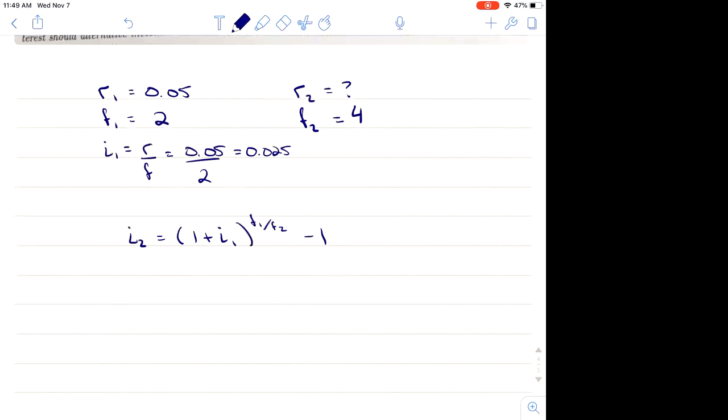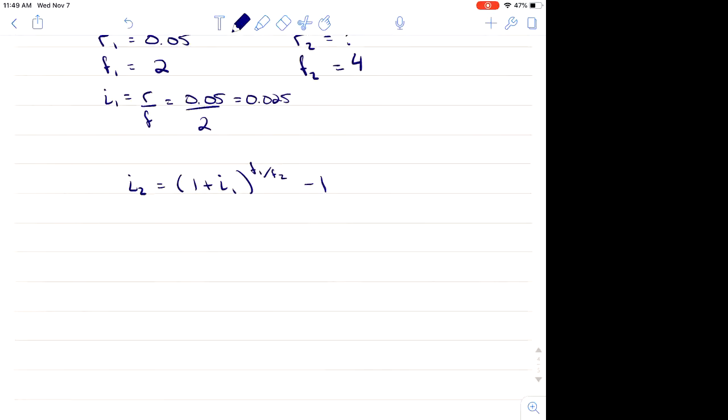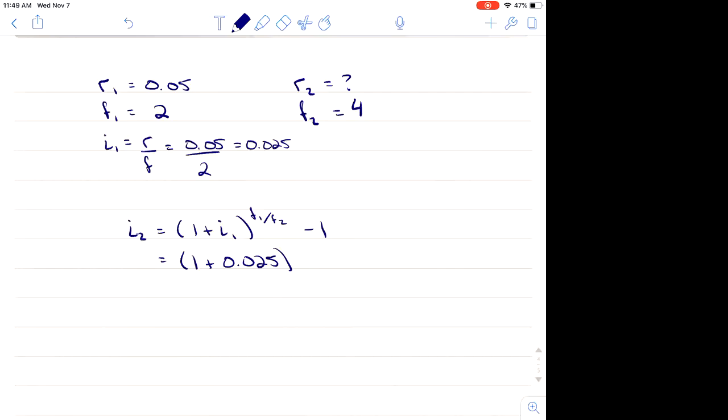The periodic interest rate for the first one, right? The first rate is 0.025. So 1 plus 0.025. And here's where we have to keep track of our F1s and our F2s. So our initial frequency was 2, and we're moving to a frequency of 4. F1 over F2 minus 1.